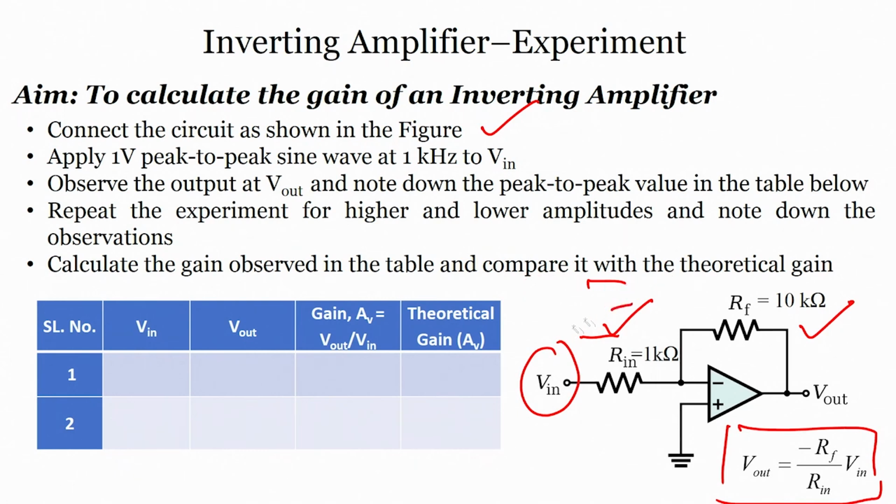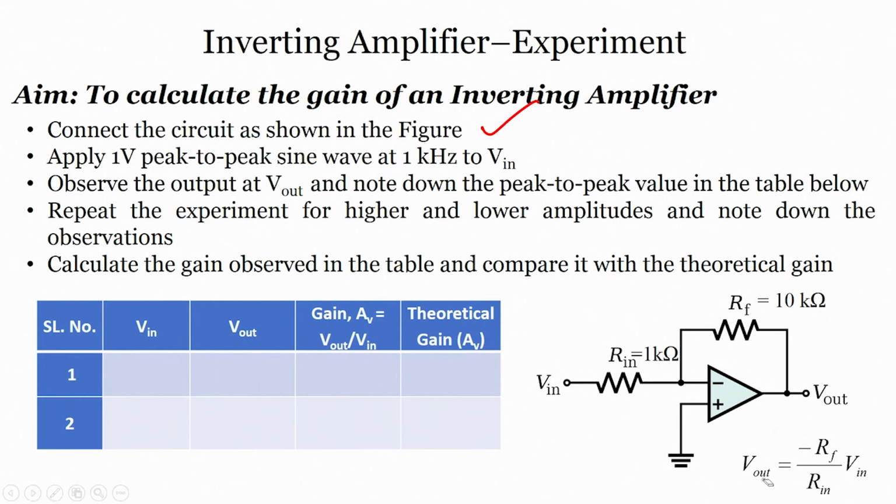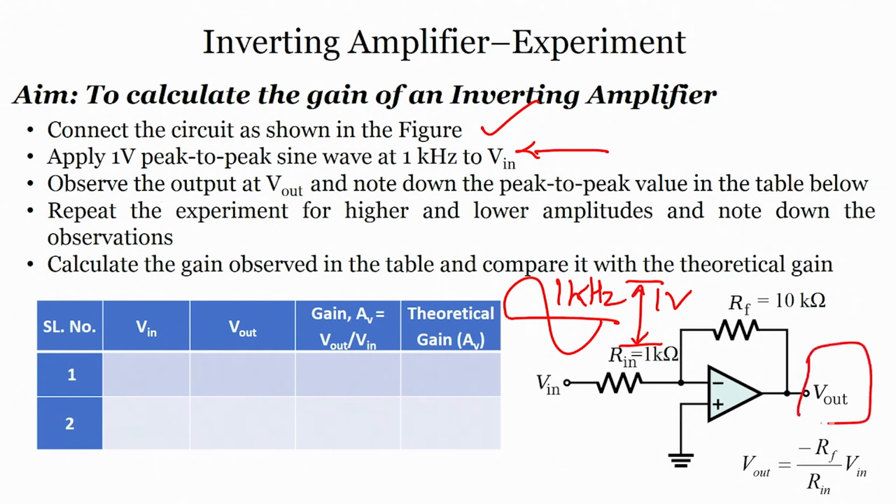So, let me just write it down so it becomes easy to understand. Second point, concentrate on this. What we have said: apply a sine wave, 1 volt peak to peak. Frequency is 1 kilohertz, alright, nice. Now, what is the next one? Observe the output V out, and note down the peak to peak value in the table below. So, what is the given table?